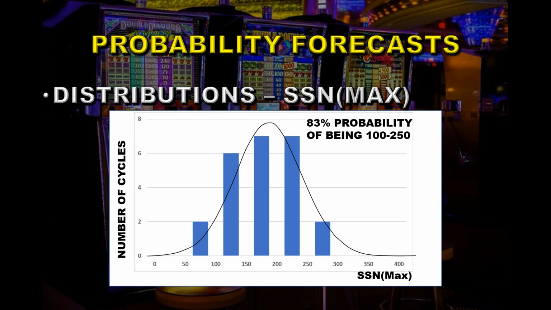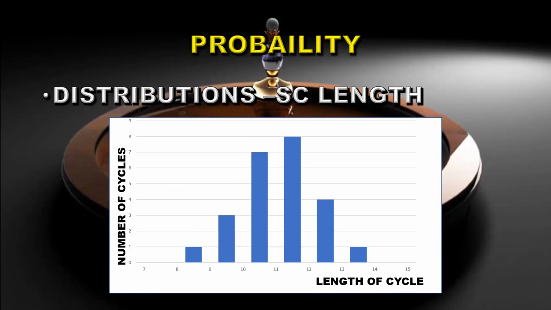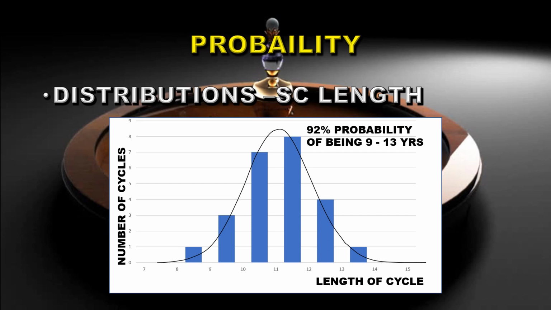And if you take a prediction between 100 and 250, you have an 83% probability of being correct. You do the same with the length of the cycle. Now that looks a much nicer looking Gaussian. You fit your Gaussian there. It's narrower and it peaks at about 11 years. And you get a 92% probability if you forecast between 9 and 13 years.